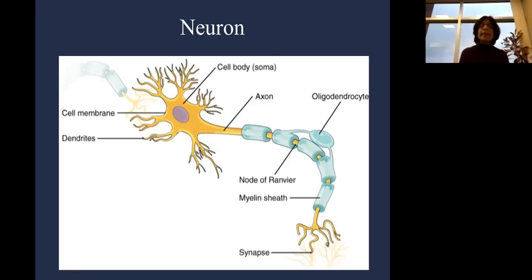Why does it start just here? Could be the question you have. Because this is where very high concentration of voltage-gated channels, sodium channels, potassium channels are concentrated. So this is a key area.